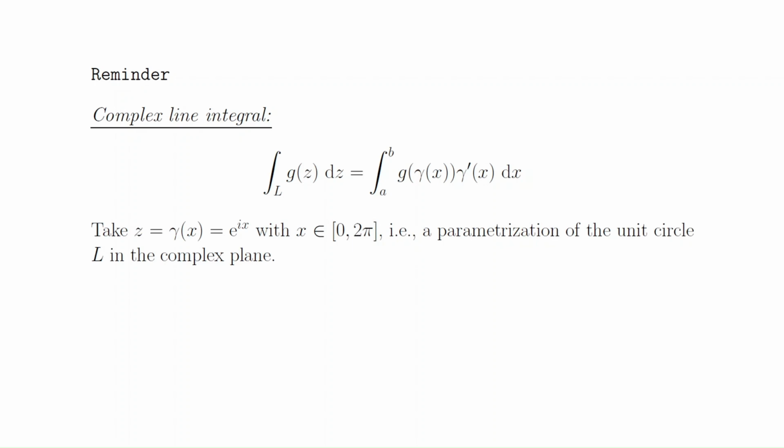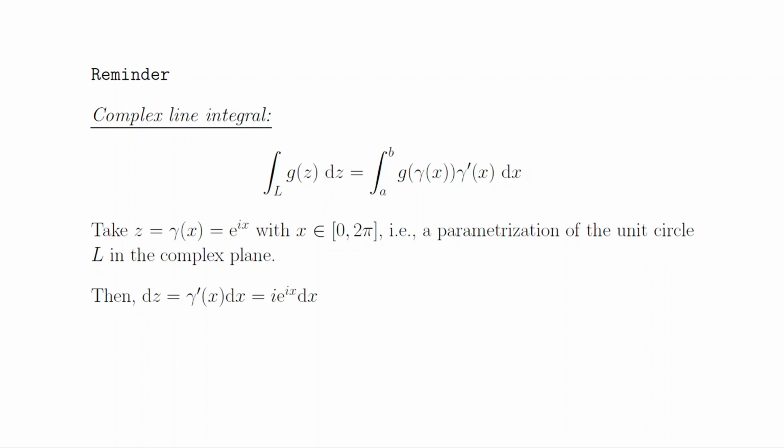We have a regular integral between 0 and 2 pi, and we want a line integral. Also, the theorem that we will use later requires a line integral along a closed curve. Given that our integral had many terms of the form e to the ix, a natural choice is the parametrization z equal to gamma of x equal to e to the power of ix between 0 and 2 pi, which corresponds to the parametrization of the unit circle L in the complex plane.